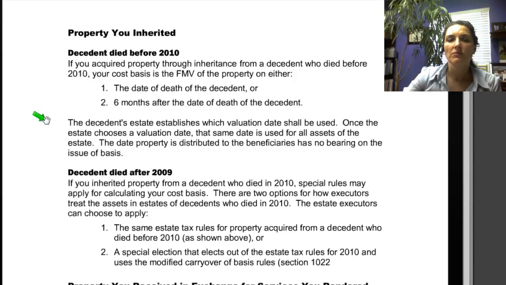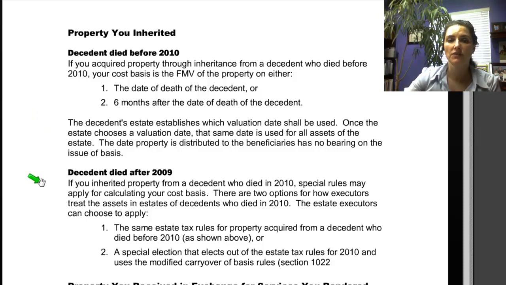The decedent's estate establishes which valuation date shall be used, and once the estate chooses a valuation date, that same date is used for all assets of the estate. The date property is distributed to the beneficiaries has absolutely no bearing on the issue of cost basis.